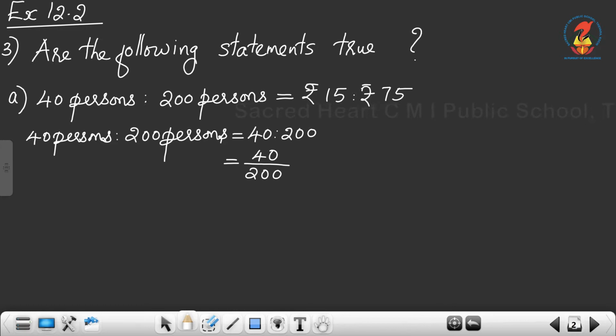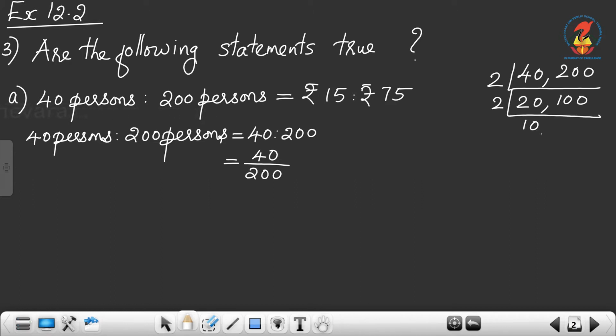We have to find the highest common factor. For 40 and 200, which is the highest common factor? Then we can do the prime factorization. We start with 2: 20, 100; again with 2: 10, 50; again with 2: 5, 25; again with 5: 1, 5. Then 1 and 5 have no other common factor except 1. So we can stop there.